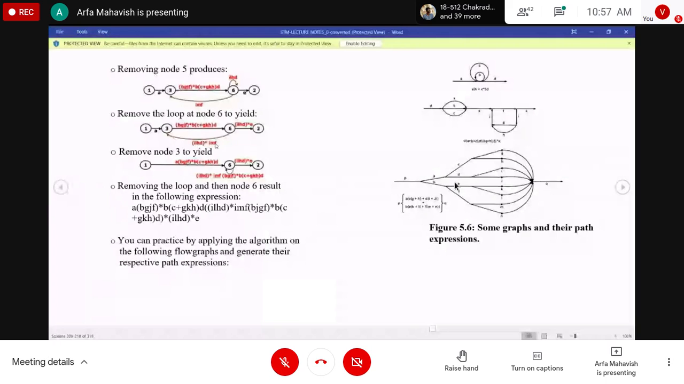Okay, next same procedure, we are removing the 3. So here 6 to 3 loop is passing, so that loop is same, it is calling over there. Okay, I L H star I M F. Okay, B G F star B. Okay, C plus G K H D, it is calling over there. So this is removing the loops, and then node 6 is the result of the following expression. Okay, so this is the path expression of your node. Are you clear with this, guys?